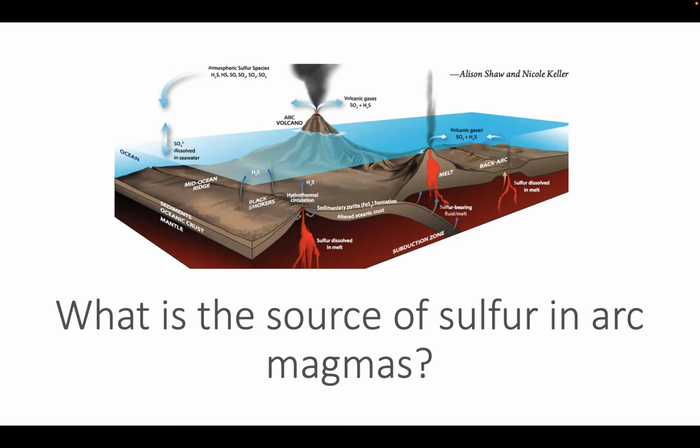So the first question pertains to an arc scale view of subduction zone settings. And what I want to focus on here is what the source of sulfur in arc magmas is. So how much sulfur that we see in arc magmas is coming from the subducting slab? How much is it coming from the ambient mantle prior to subduction? And can we tease out the relative contributions of those different reservoirs?